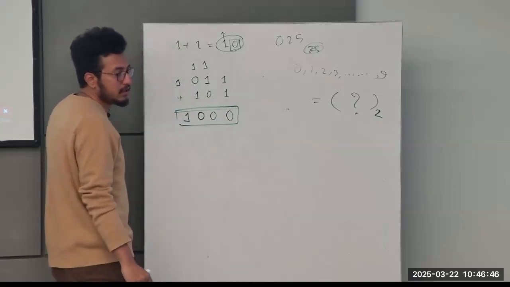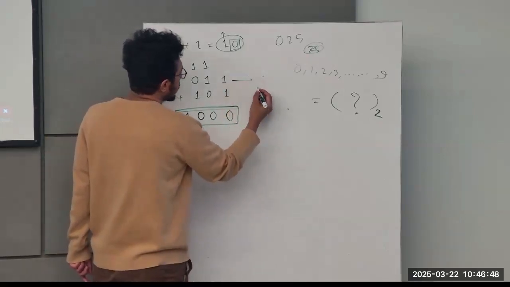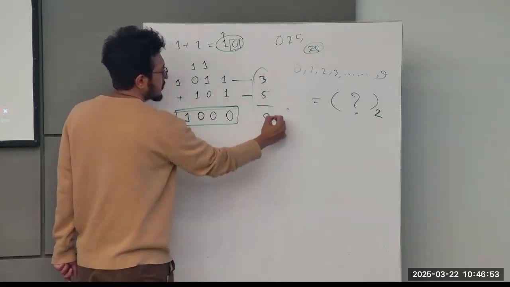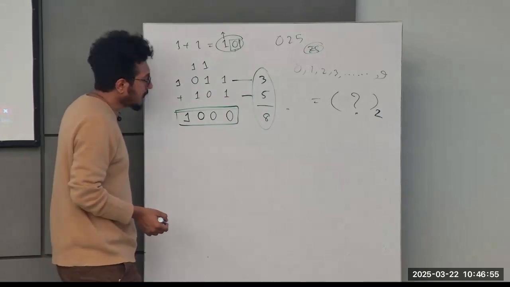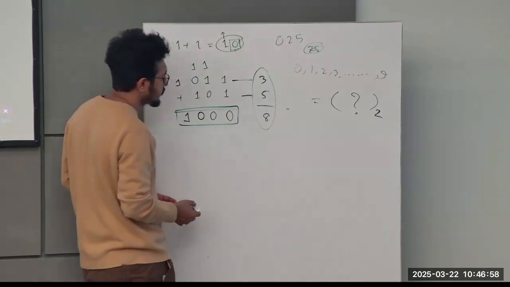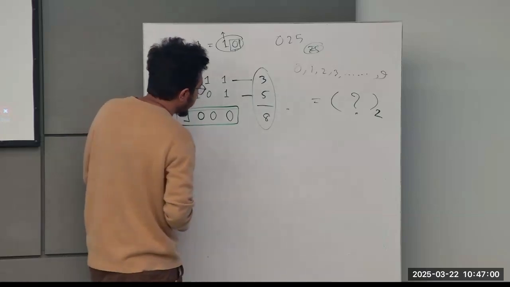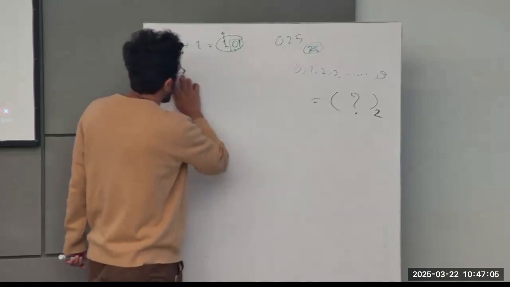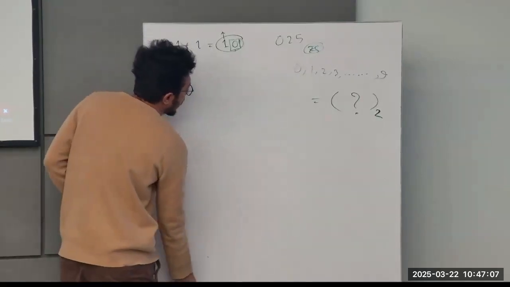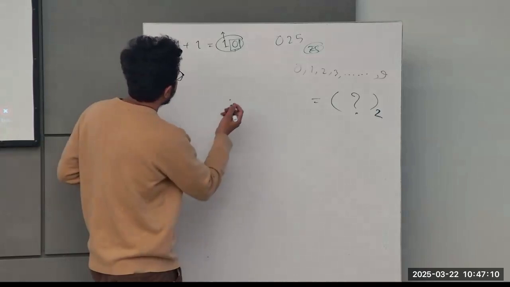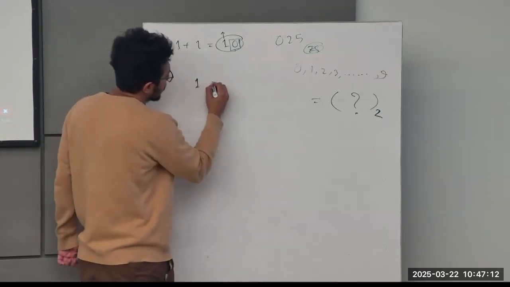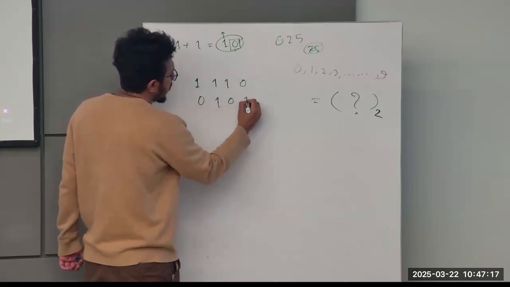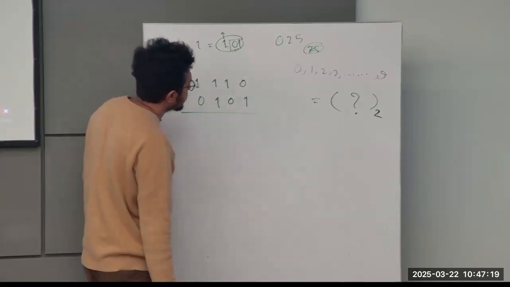Basically what we have done, we have added 3 with 5, and we got 8 in this one. So this is how we typically add in binary format. Let me give you another example so that the idea brushes up a little bit. For example, if I add, let's say, 1110 with 0101.